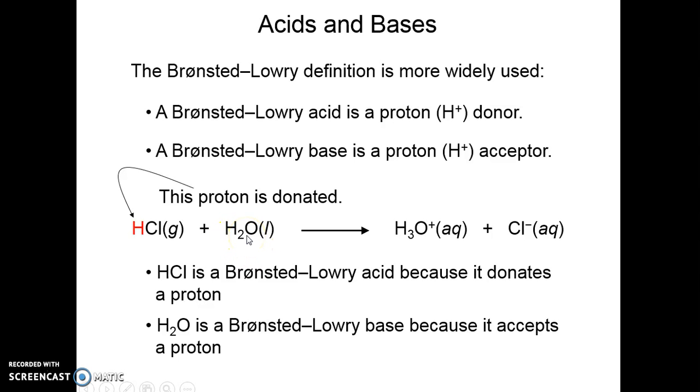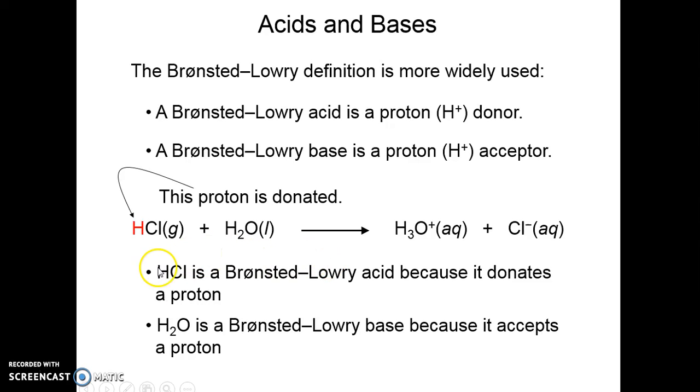So this water then forms a hydronium ion. What actually happened is the hydrochloric acid gave its proton up to the water. It is what's called a proton donor, so it's defined as an acid. The water took the proton. It's a proton acceptor, and so it's defined as a base. So whenever you see something that gives up a proton, it's an acid. Whenever you see something that takes a proton, it's a base.